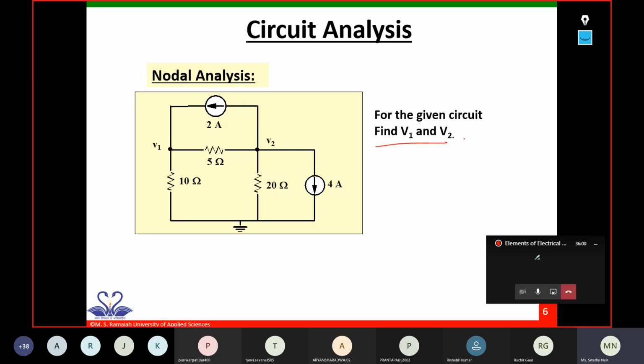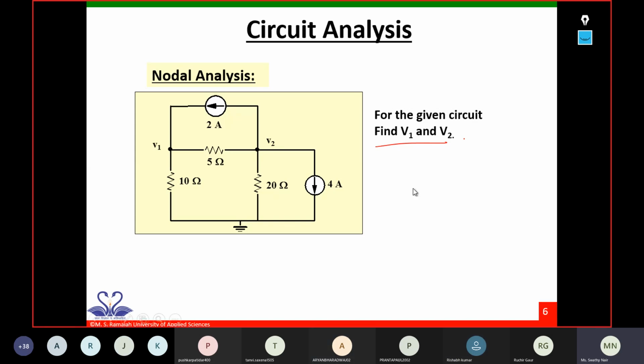Have you finished the diagram? Yes, ma'am. Now tell me, at node 1, the first node. So this is my node 1, and this is node 2. Here this branch current is an incoming current, given by the current source, so no need to give the direction. The other two branches I am assuming as leaving direction.